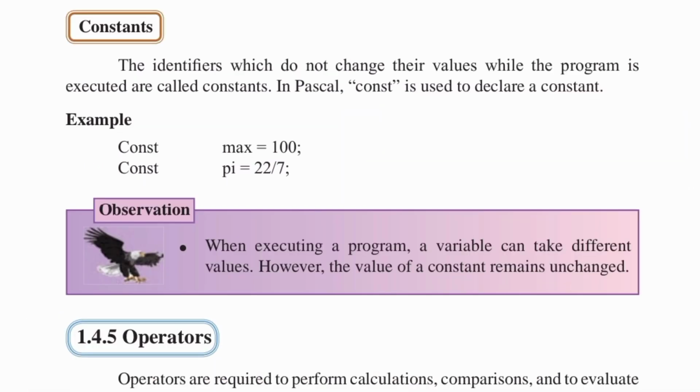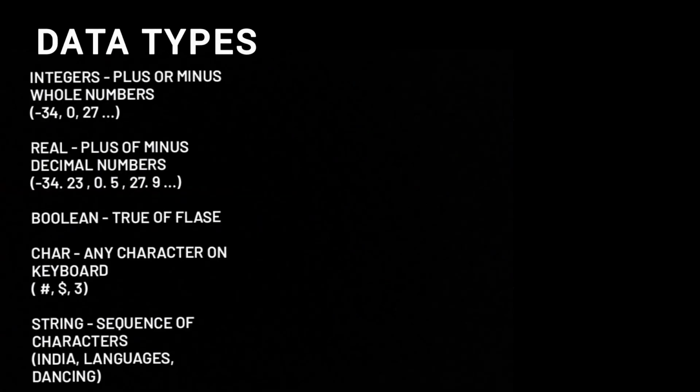And also the identifiers which do not change their values in a program are called a constant. So in Pascal it's called const. And this is basically when any value is not being changed. So like in an exam the maximum is 100, so we're gonna put const as 100. And now guys, I want you to focus very clearly. So now we have data types.